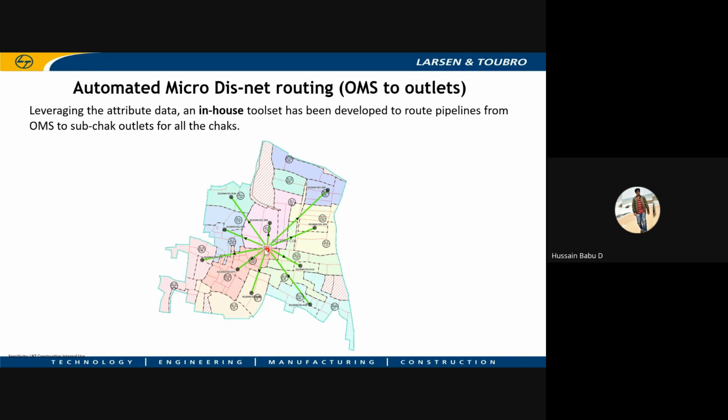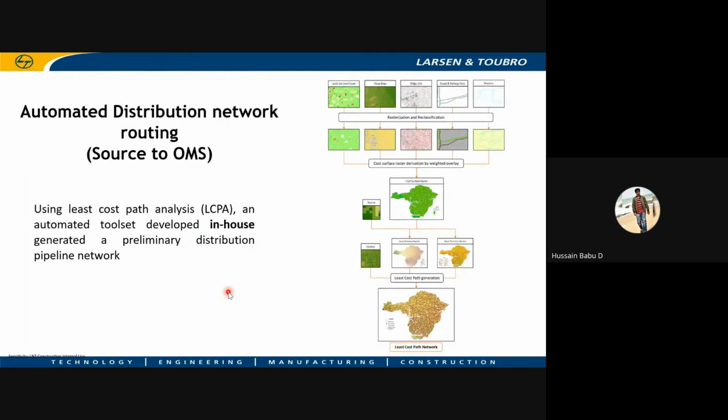So based on these IDs of OCS and subject IDs, we are automating this process again with ArcPy. It is a Python system which we use in the ArcGIS platform, ArcPy coding, to connect these lines automatically. So this is the automated distribution network.